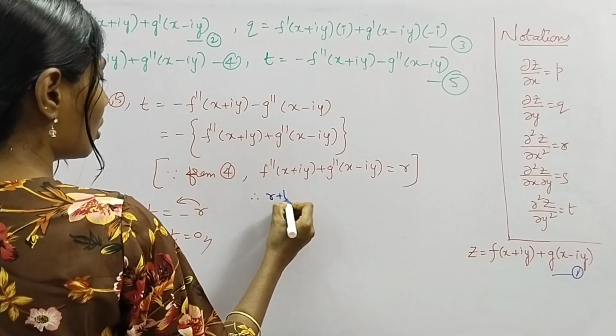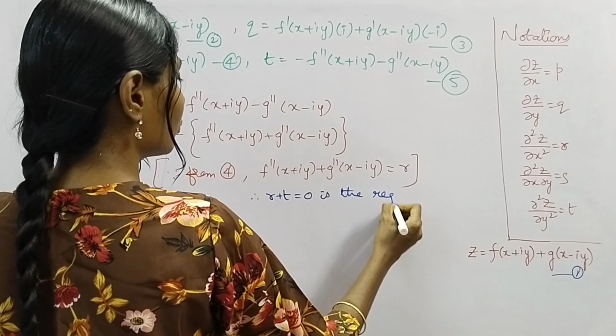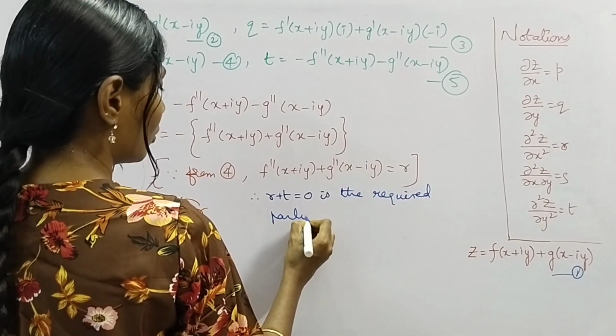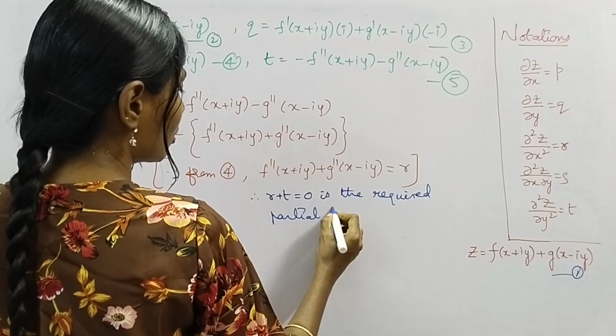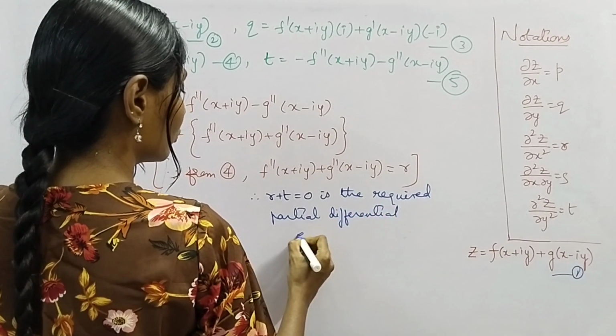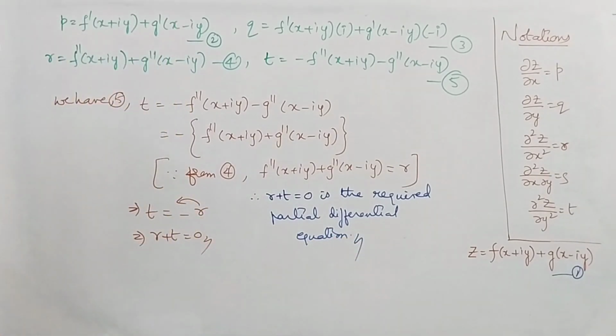Therefore r plus t equal to 0 is the required partial differential equation. This completes the problem.